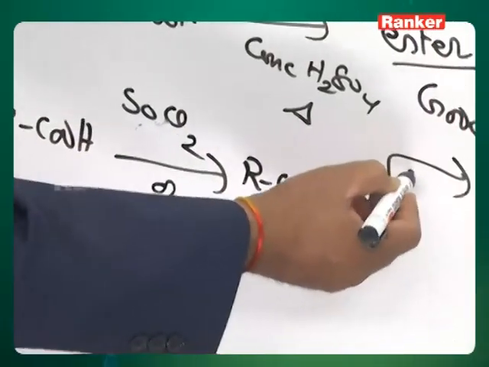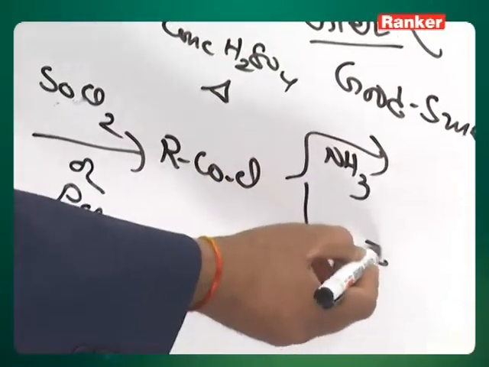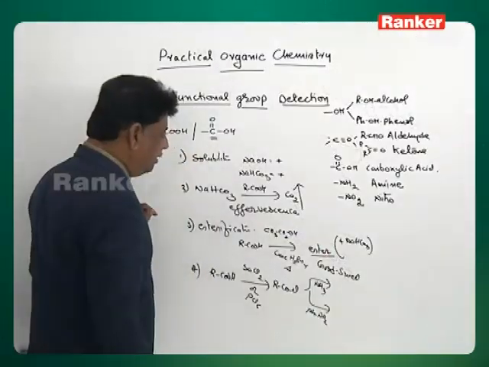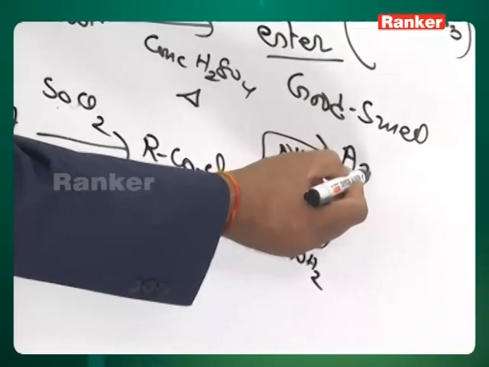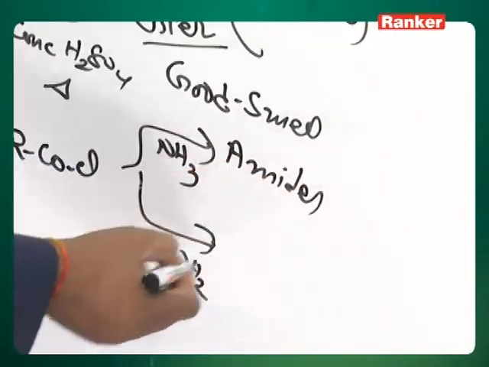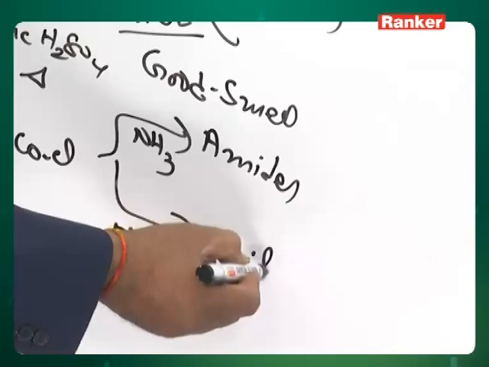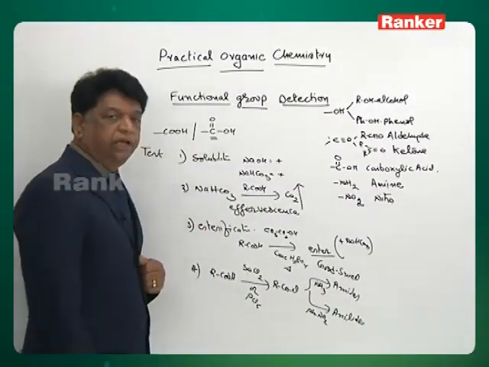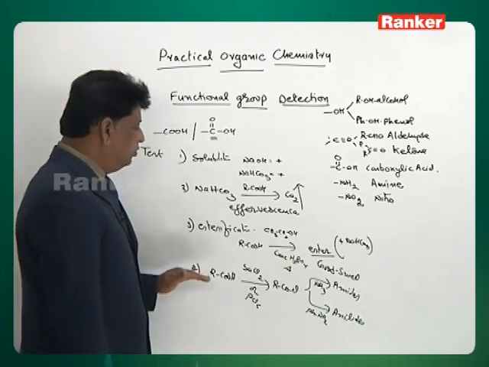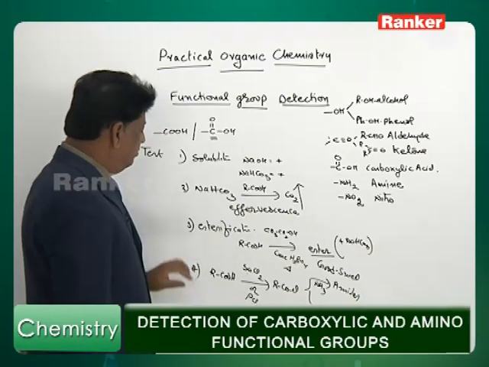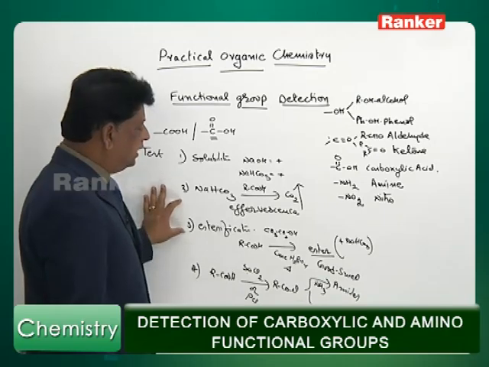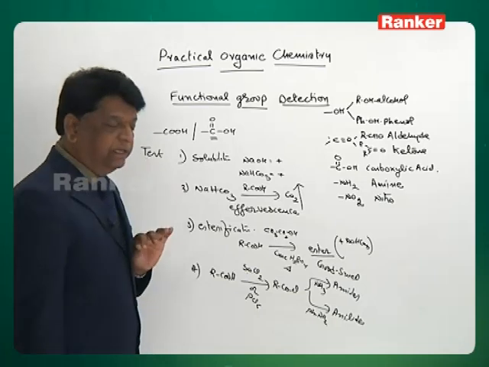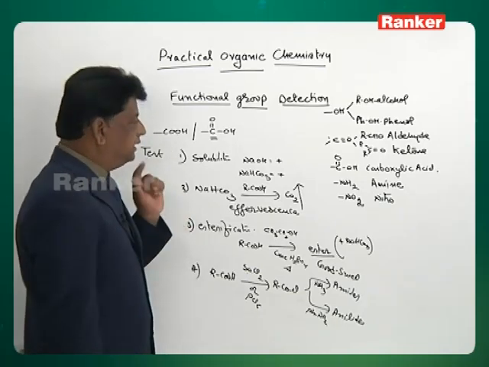Then you add either only ammonia or the aromatic substituted ammonia, anilines. So with ammonia they give amide formation, whereas with aniline, anilides are formed. These are actually derivative preparations, thereby confirming the carboxylic acid functional group at a higher level. You can do this, but the esterification test can be done very simply. Liberation of carbon dioxide is also one of the simple tests for the carboxylic acid.